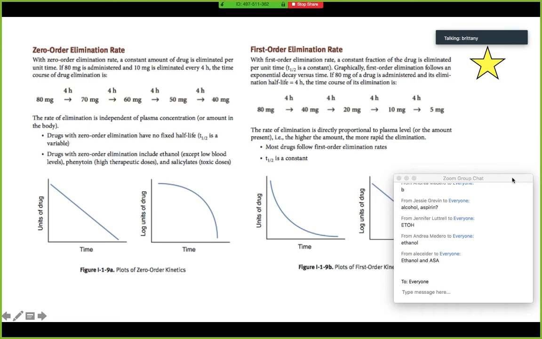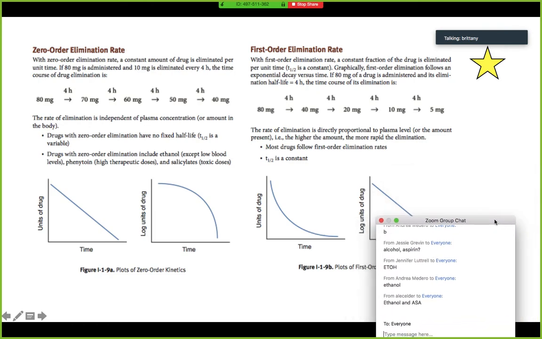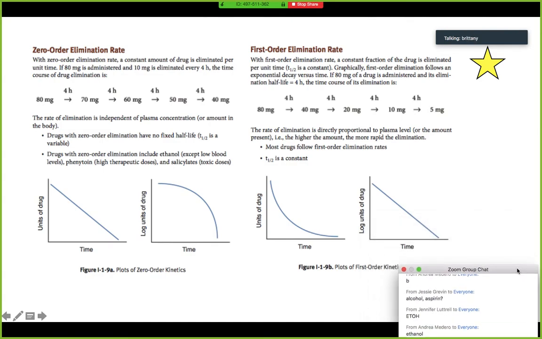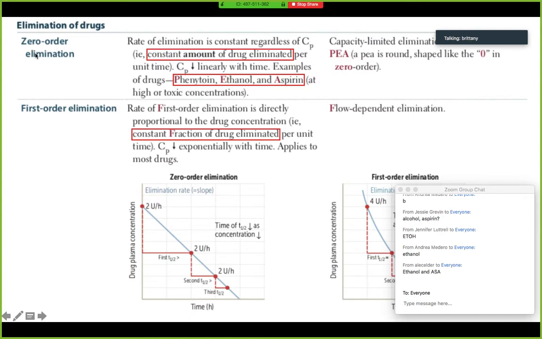Okay, and then this I clipped out of the Kaplan lecture notes. So here it's showing you the difference in how the graphs will appear. And then to remember the drugs that follow zero order elimination, this mnemonic P, so phenytoin, ethanol, and aspirin. The only thing you need to know for tomorrow, though, is ethanol and aspirin.